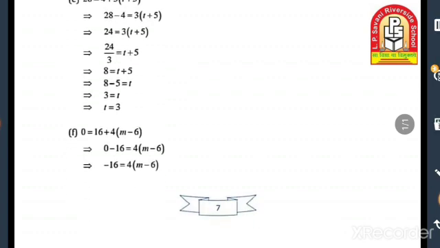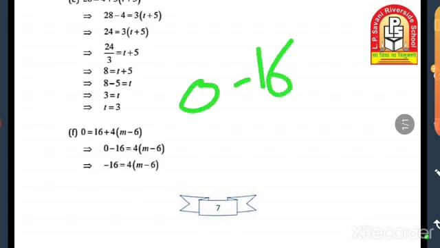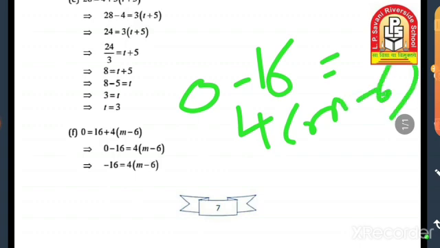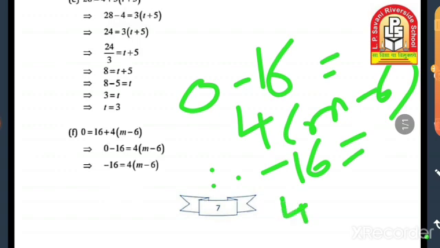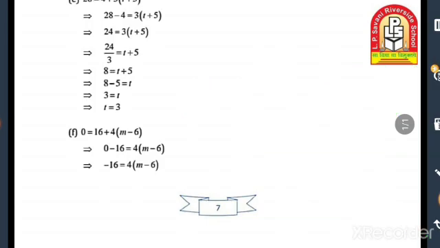Then after that, the next one: 0 is equal to 16 plus 4 in the bracket m minus 6. We transfer the 16 to the left hand side. So 0 minus 16 is equal to 4 in the bracket m minus 6 over here. So minus 16 is equal to 4m minus 24 over here. Okay, in this way we can find the solution.